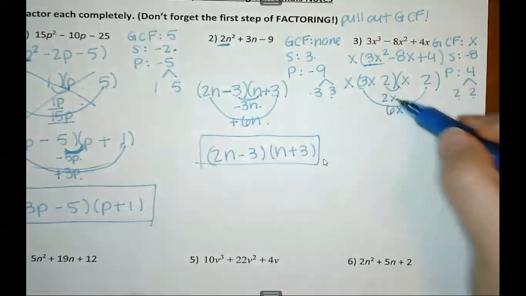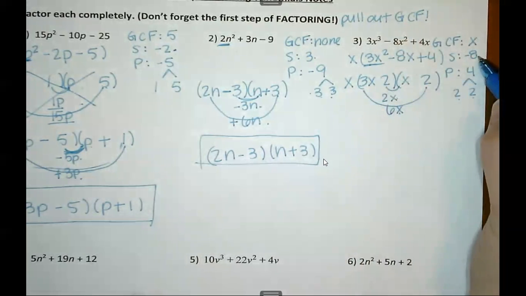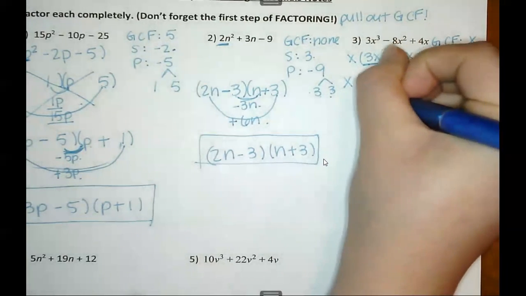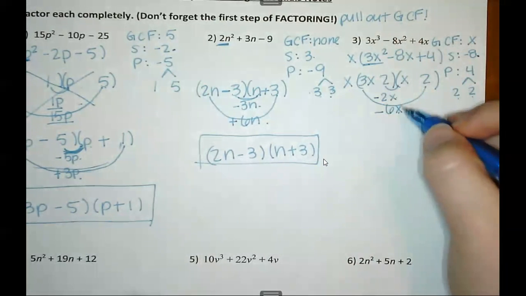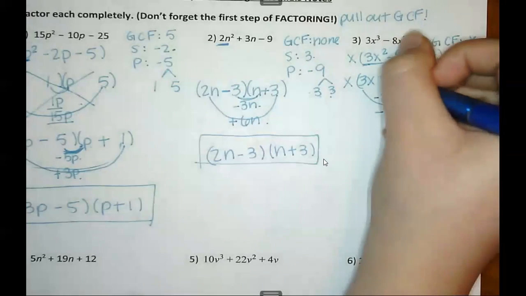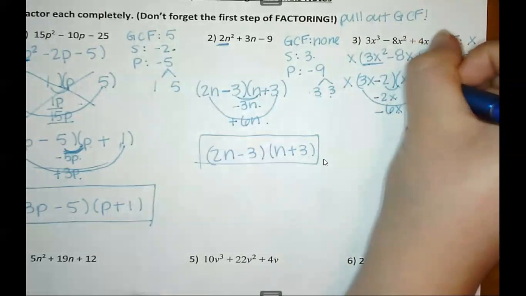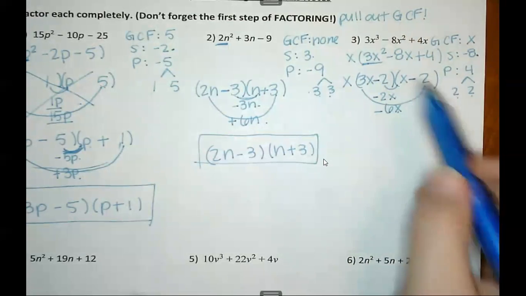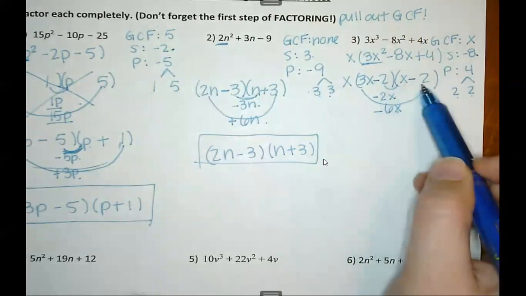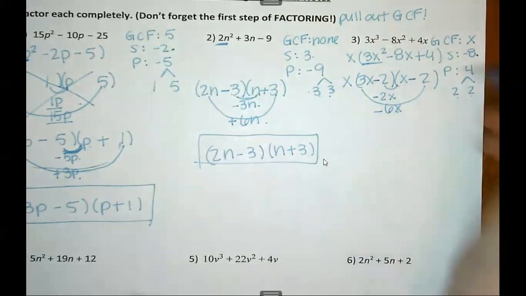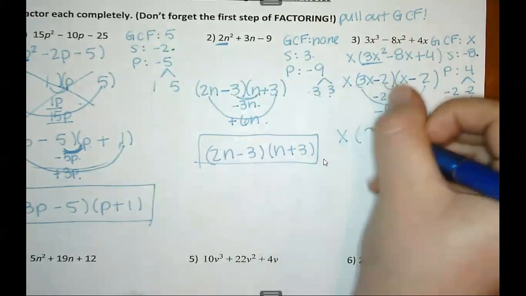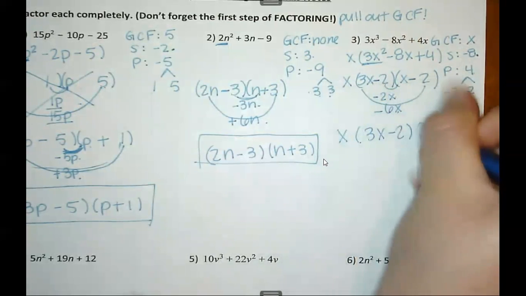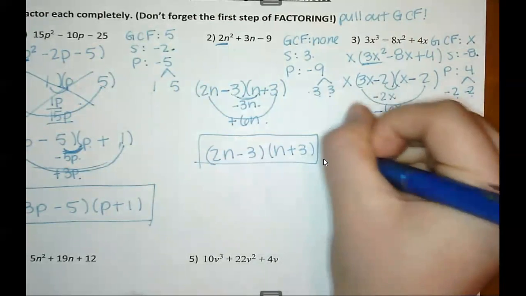And I need these two things to add up to -8. Well, if I make them both negative, then that would work. -2 minus 6 is -8. So I go put in my negatives. And if I was to FOIL this back out, -2 times -2 would give me +4. So my answer here would be x times 3x minus 2 times x minus 2.